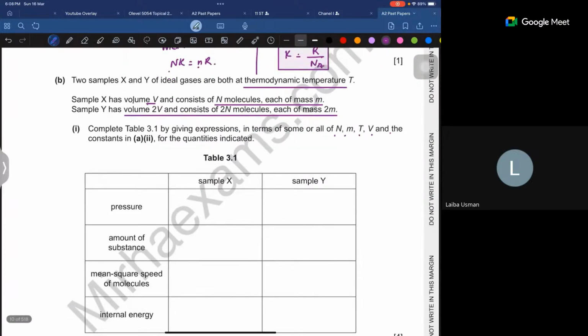Okay, pretty interesting, huh? What do we need to write? We need to write comments, or we need to just write the quantities? We need to write quantities. Okay. So first of all, I think pressure is equal to nkT. So they're asking about the pressure. But we have to use only this n, m, T, V. So we have T, V. We can't use k.